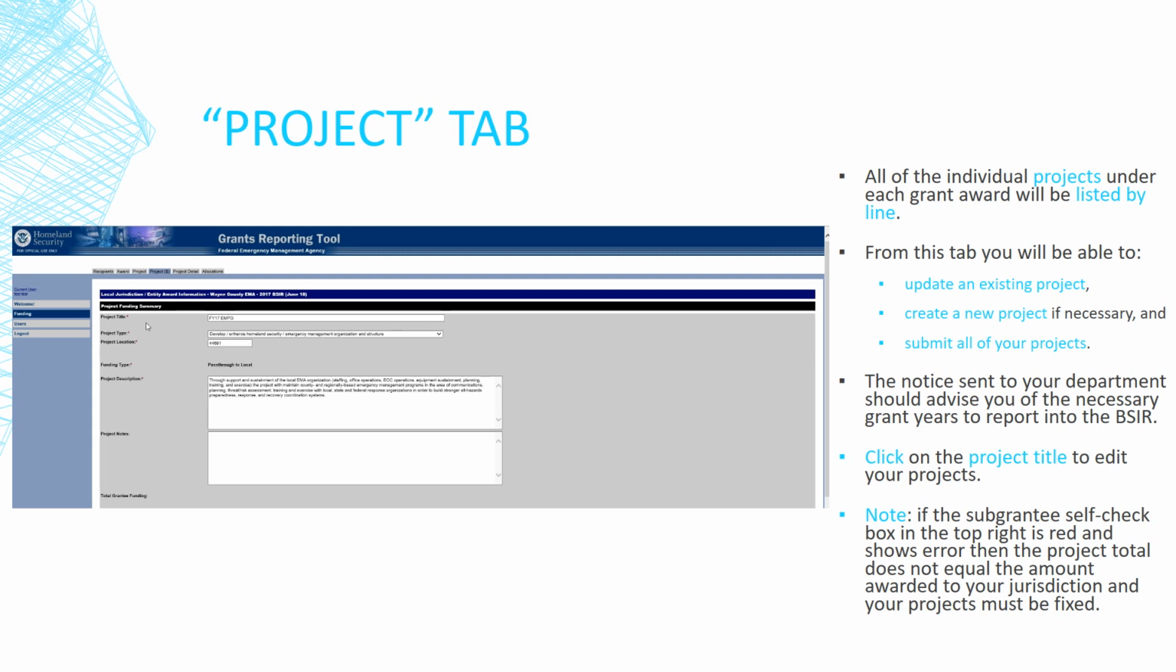As a note, if the subgrantee self-check box in the top right is red or shows error, then the project total does not equal the amount awarded to your jurisdiction and your projects must be fixed.